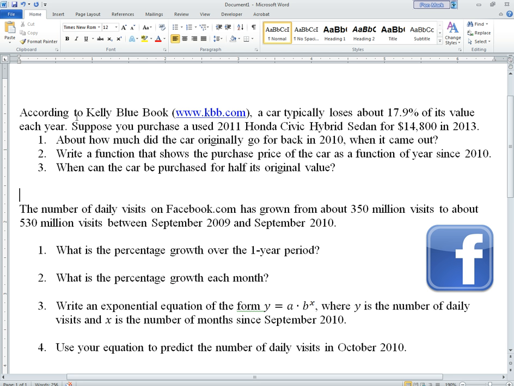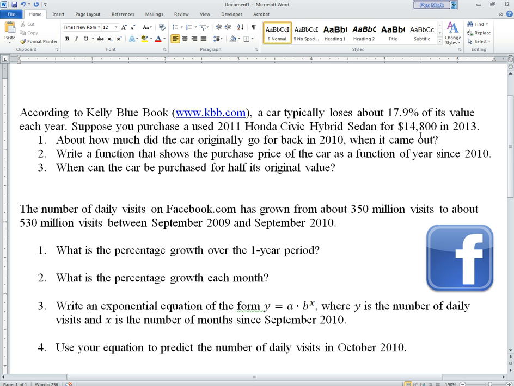Let's look at an example. According to Kelley Blue Book, a car typically loses about 17.9% of its value each year. Suppose you purchase a used 2011 Honda Civic Hybrid sedan for $14,800 in 2013. About how much did the car originally go for back in 2010 when it came out?